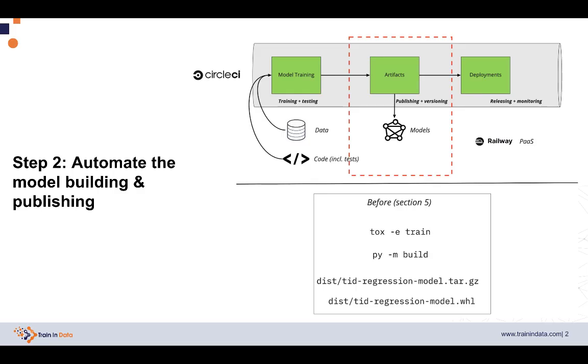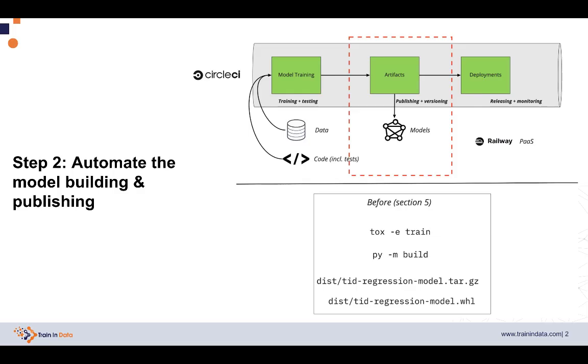And you'll recall that back in section 5, we ran the training on the command line with the tox -e train command. Then we built our package with the py -m build command. That was on Windows. And then that generated this distribution, shortened to dist directory, where we'd find our tar.gzip file as well as our wheel file, which were generated during the building of our package. Up until now, we've been running all this locally on the command line. So now we're shifting it to be done automatically in CI, and we're adding the publish step as well, which we didn't cover up until now.